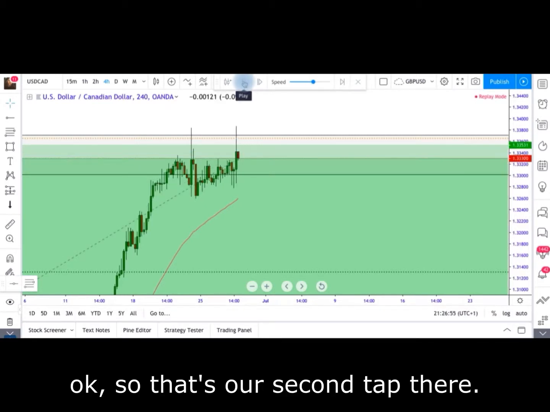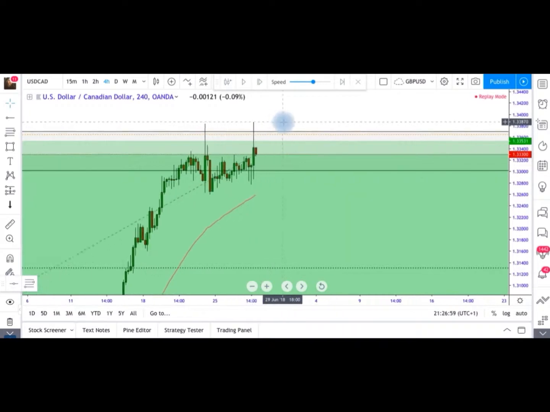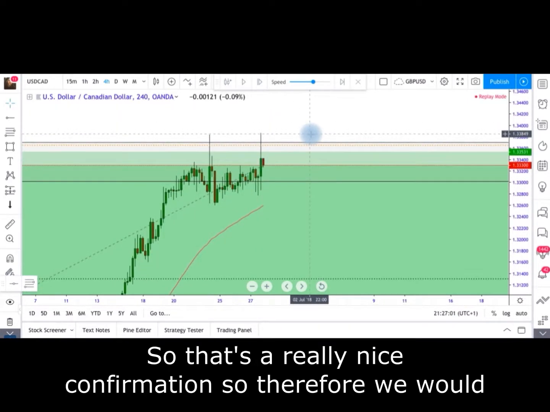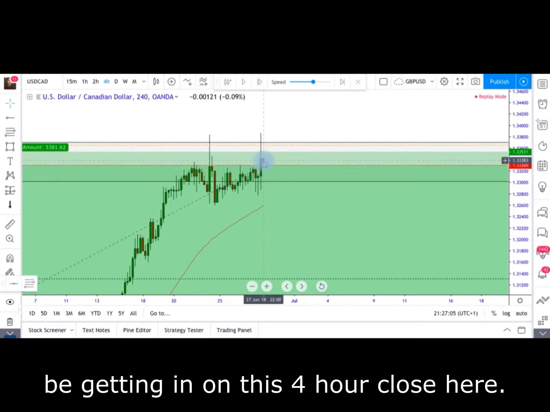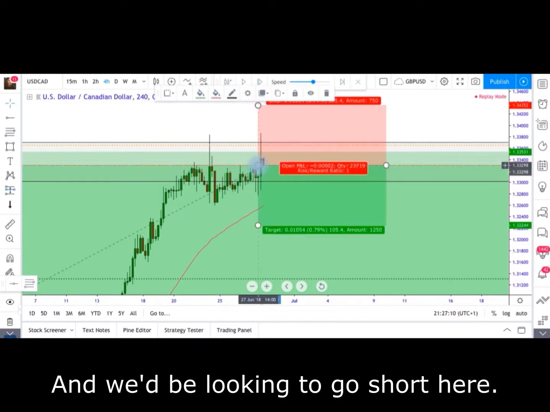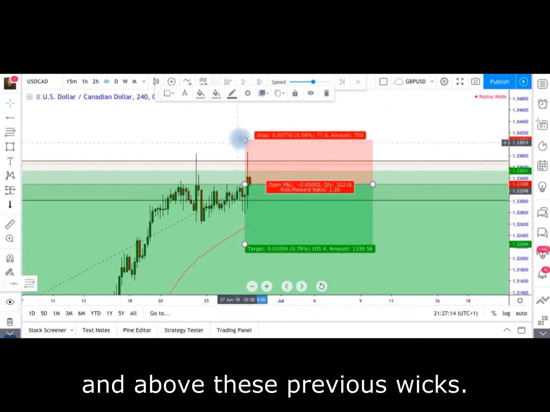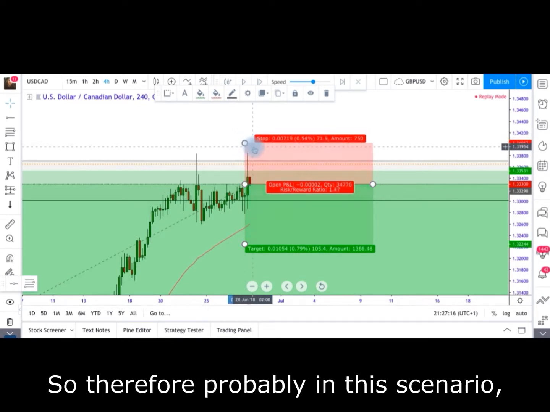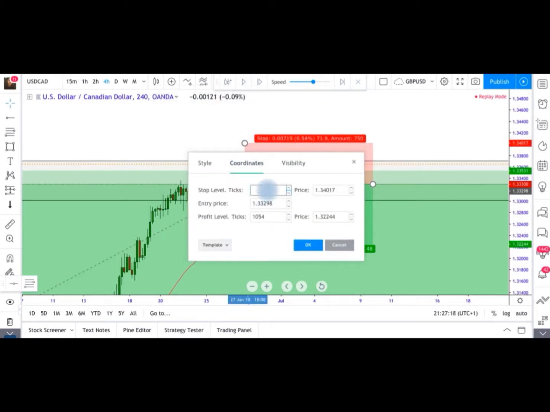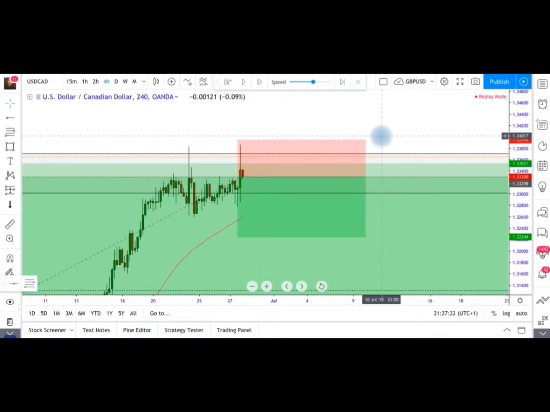Okay, so that's our second tap there. So we can see this level's now been respected twice. So that's a really nice confirmation. Therefore we would be getting in on this 4 hour close here, and we'd be looking to go short here, ensuring that our stop losses are protected and above these previous wicks. So probably in this scenario, something like a 65 pip stop would be enough.